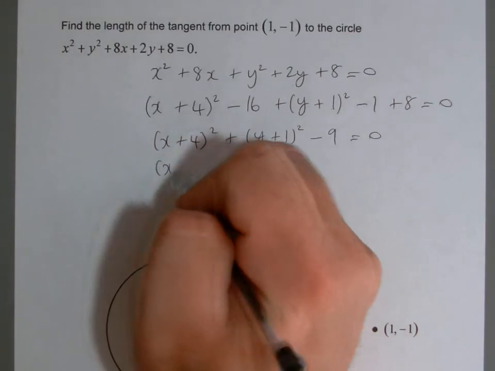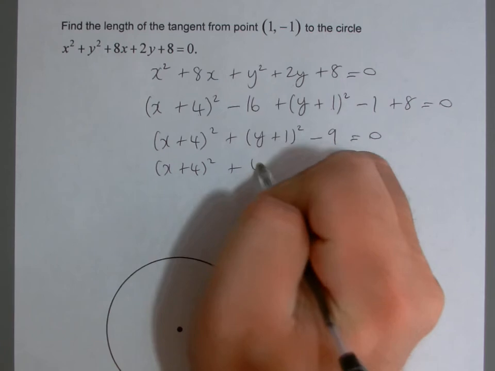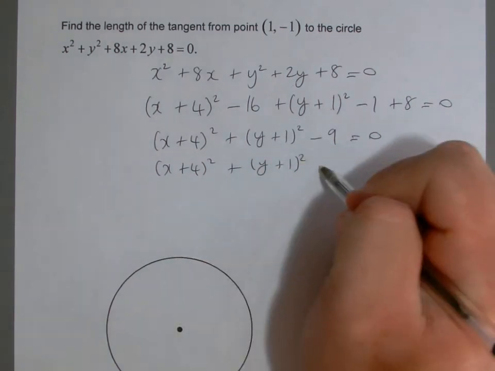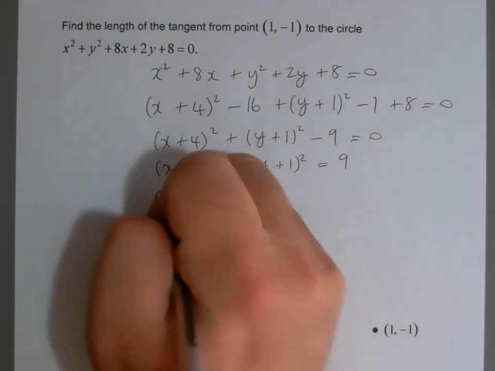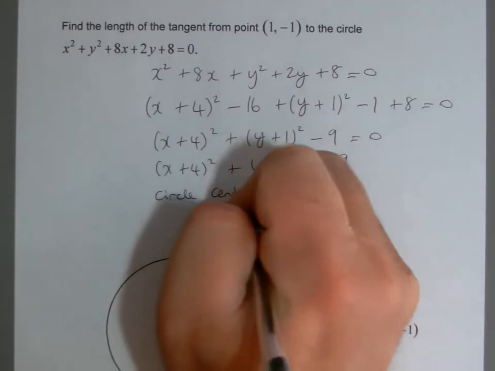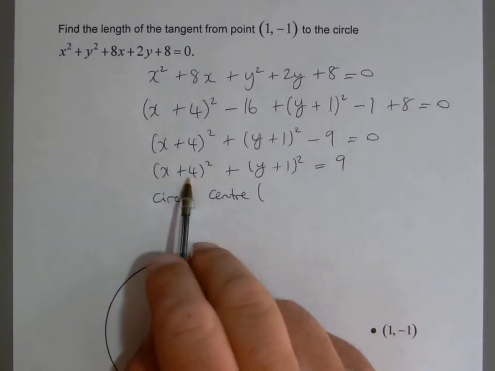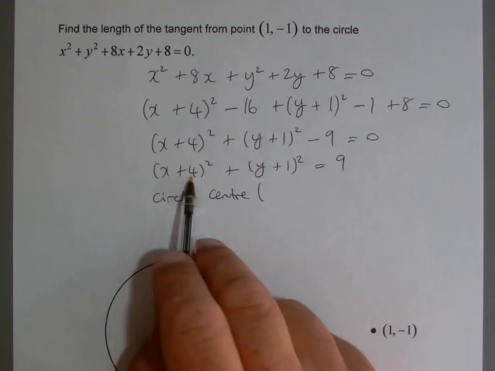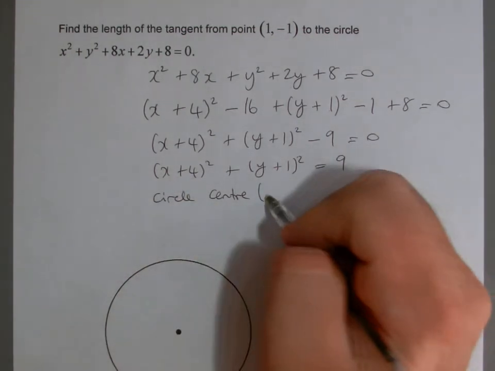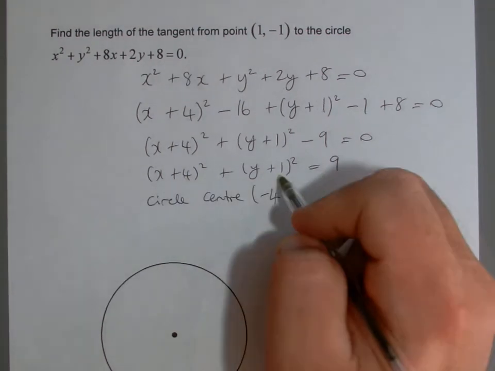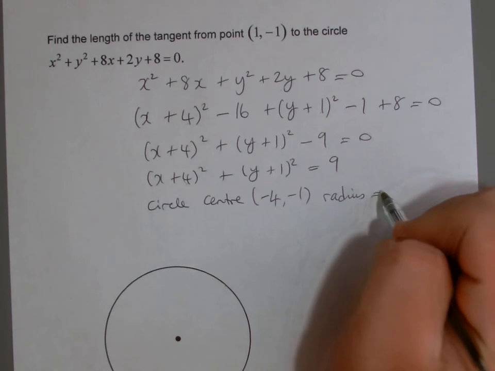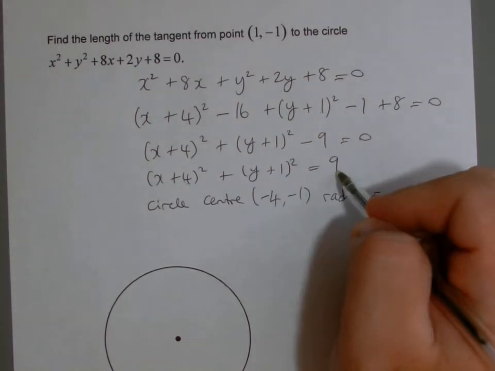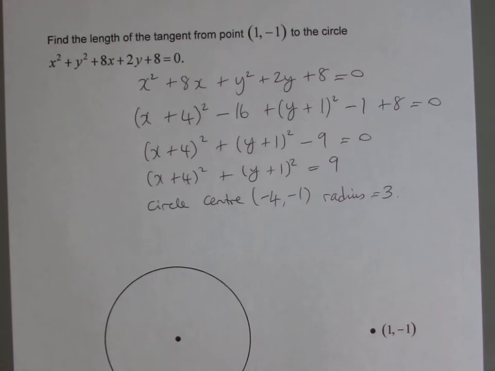So you get (x plus 4) all squared, (y plus 1) all squared equals 9. So you can see now I've got my circle center. Remember the general formula is (x minus a) all squared, so it's got to be minus 4 there, that's the a value, and the b value is minus 1. The radius is the square root of that, because that's r squared, isn't it? So the radius is equal to 3.